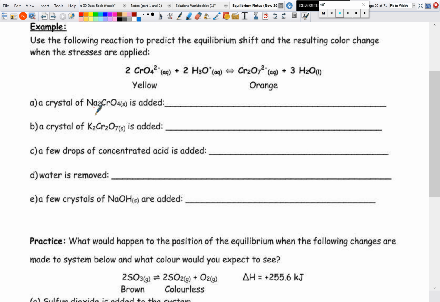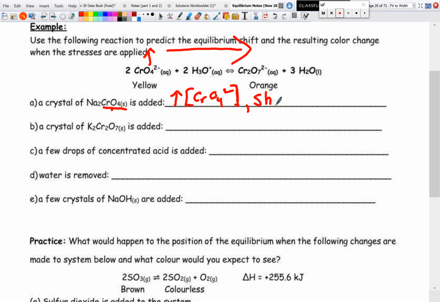So for the first one, if we add a crystal of sodium chromate, remember this is an ionic compound, so it's going to dissociate into sodium ions and specifically the chromate ion. So what we're doing is increasing the concentration of CrO4 in this example. Now, from Le Chatelier's principle, back to the first one, it says that if we increase the concentration of one of the reactants, the equilibrium will shift in the opposite direction. So that means if we're increasing chromate here, it's going to shift in the opposite direction.